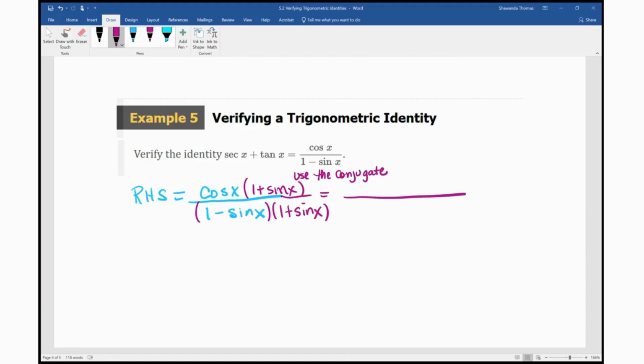Okay, so in the denominator, we're going to get that 1, and you're going to see it's going to cancel out. I'm going to multiply everything right now. I'm going to FOIL out everything so y'all can see. This is like a difference of squares, so the middles will cancel out eventually. So plus sine x minus sine x minus sine squared x. Then you have at the top cosine x plus cosine x sine x.